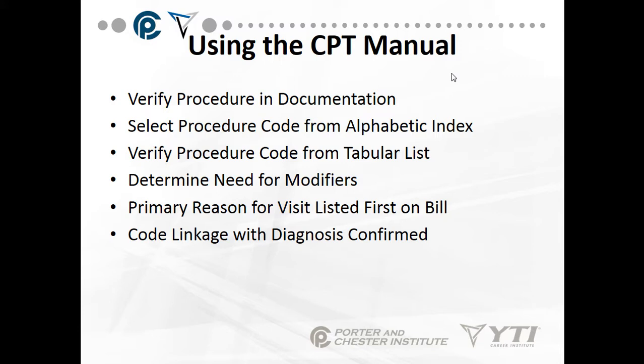Now you'd have to determine the need. Do we need modifiers? Did he do both ears? If he did one ear, we're fine. But if he did both ears, then maybe we need to add the dash 52 to the 5-digit code, which means bilateral procedure. See, the more specific we get in explaining with the procedure codes, the more you're going to get reimbursed or paid for the procedure. And the primary reason for the visit is listed first on the account, on the electronic bill that's going to the insurance company.